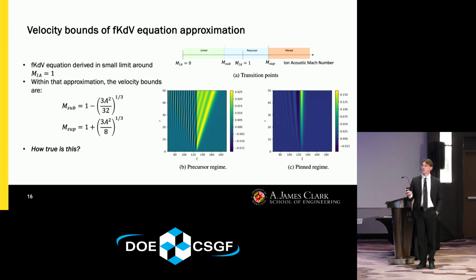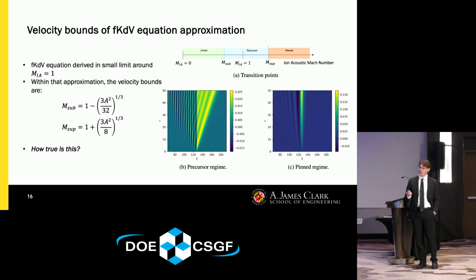In the development of all of this theory, people have identified basically three behaviors that happen. You either have small linear waves generated, or, most interesting in this range here, you get something called precursor solitons, or above the supercritical Mach number, you get pinned solitons.